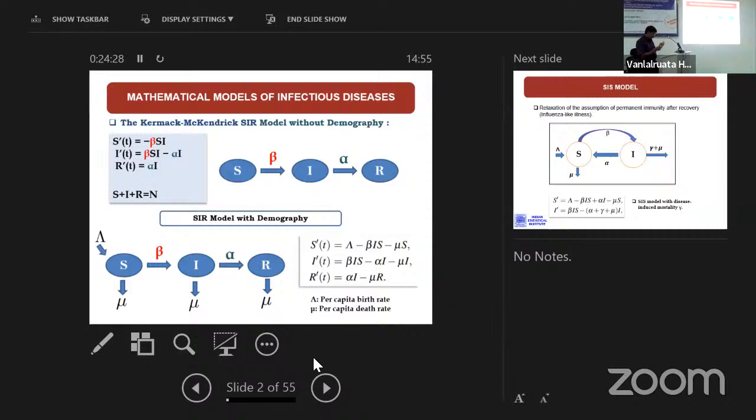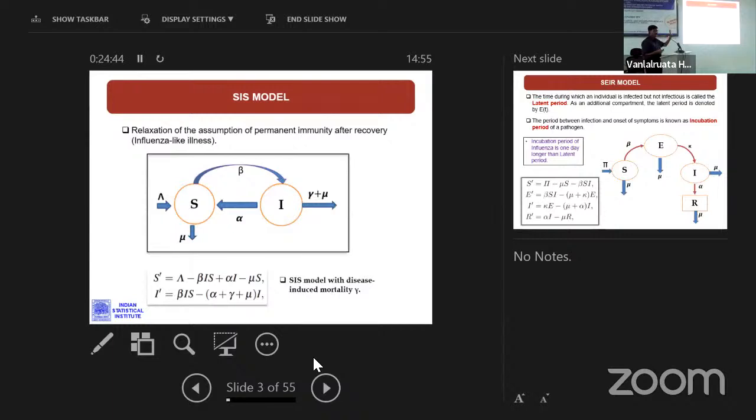So, as you see, this model looks like this. Now, I am taking the assumption that there is no permanent immunity, suppose I have a double input. So, in that case, what will it be?